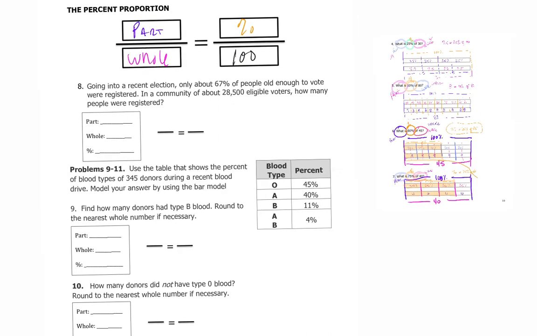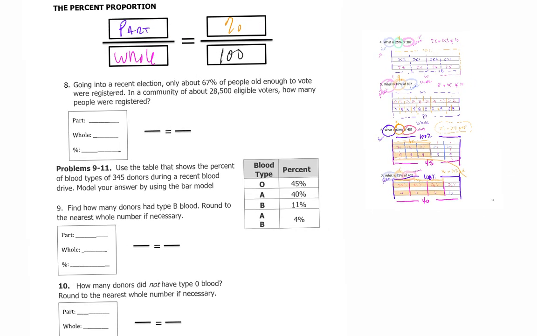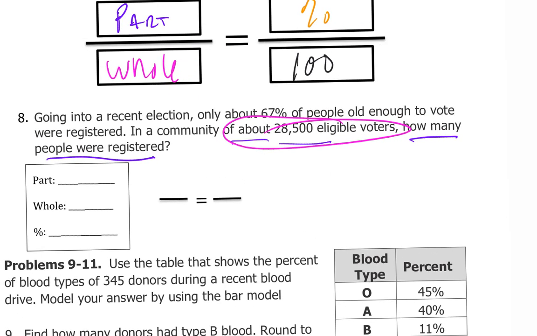So when I look at this one, I'm going to circle the part, and I'm going to look and say, where is my part? And it looks to me, how many people were registered? So it says there in the community, there's about 28,500 eligible voters. That's our total, our whole, right? And they want us to find out the part. So this is the part, right?